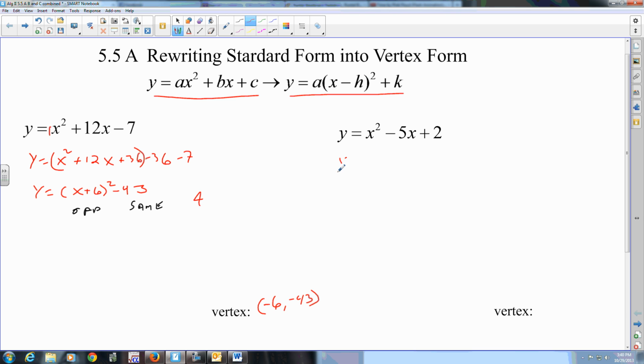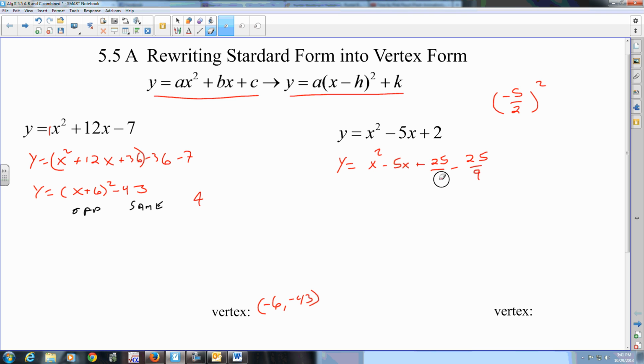Alright, so the leading coefficient once again is 1, so x squared. Now, when taking half the middle doesn't go to a nice number, that's okay. You're going to take half of the middle and square it. And when you square a fraction, you square the top, square the bottom. 25 fourths minus 25 fourths.